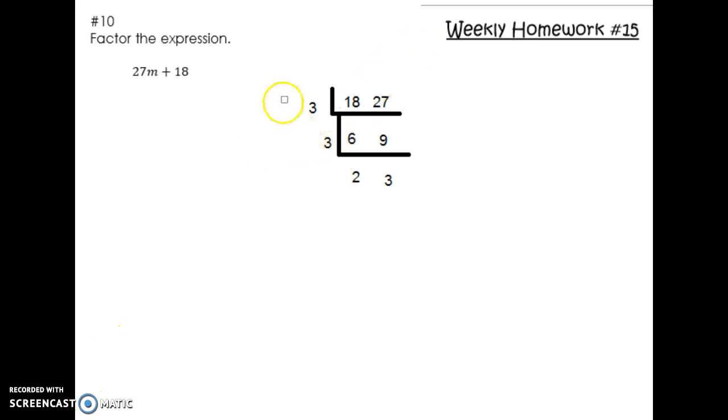So then what I've got to do next is just multiply these numbers that are on the left side, these guys right here that I'll circle. So 3 times 3 equals 9. So that's what I'm going to factor out. So 27 divided by 9 is 3, plus 18 divided by 9 is whatever's left over here, which is 2. And that should be our answer, but it's actually 3m. Don't forget to add your variable back in there as well.